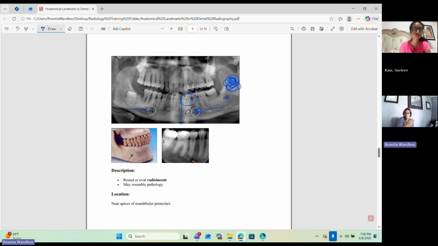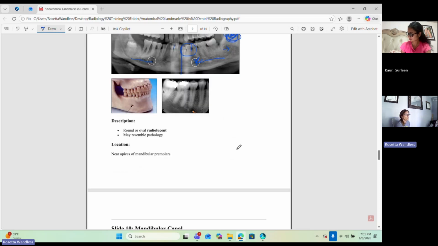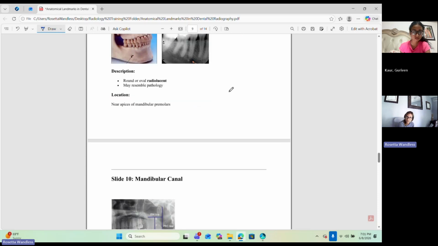I'm just giving you kind of like why they would use that before, why we have to make sure we see it. So anyway, mental foramen is the chin hole, as I like to call it, and that's where we're going to have a radiolucent area. It's at the premolars, and we want to recognize it so we know it's not pathology, and it's going to be near the apices or apex of the two mandibular premolars. So that's the location. Okay.